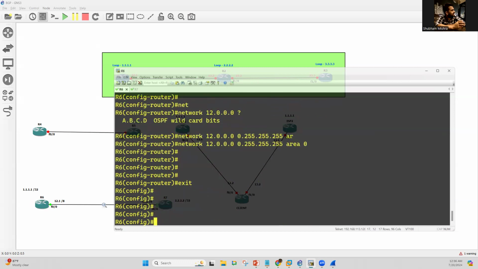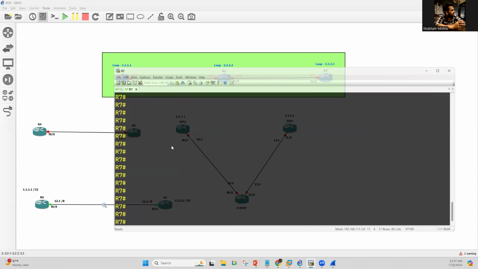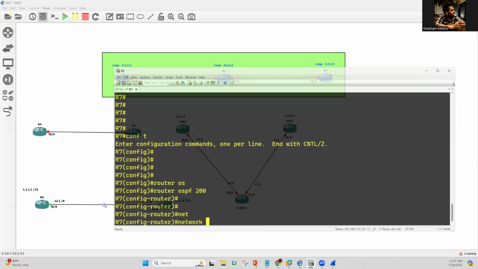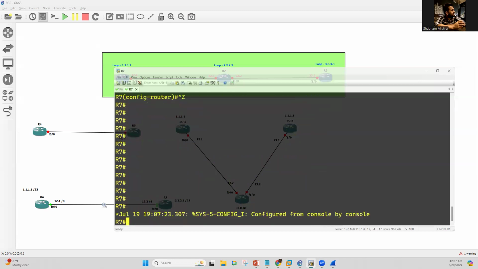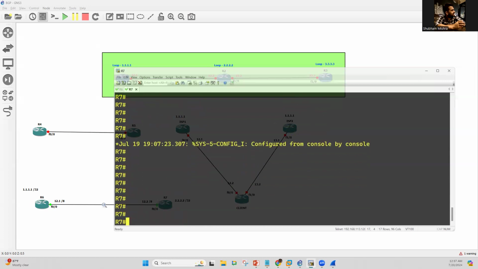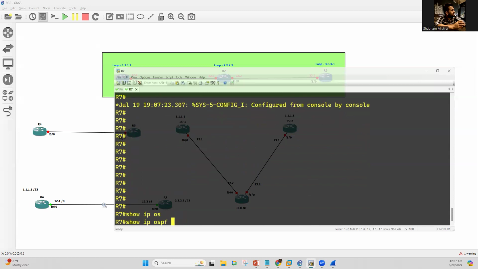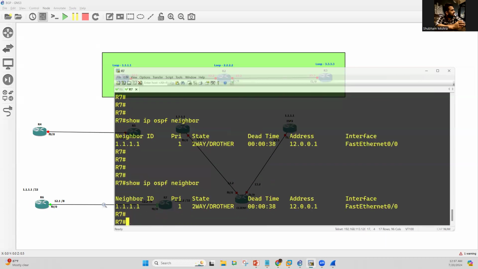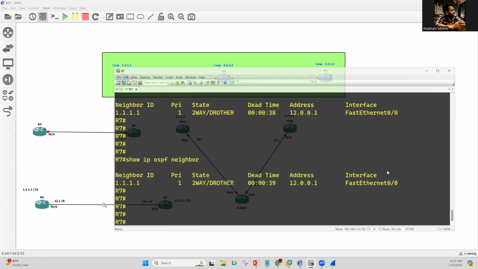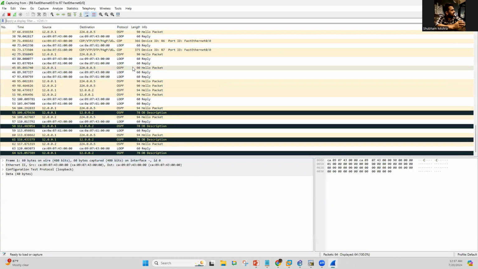I did these things on R6. So guys, right now on R6, I write only two commands. First one is router OSPF 100 and the other is the network command. Now come on R7. Router OSPF 200. I am writing the network command 12.0.0.0 0.255.255.255, area is 0. Getting my point, everyone? So show IP OSPF neighbor. See, both routers will become neighbors. There is no problem. Both routers become neighbors, and I can show you the packet. See here.